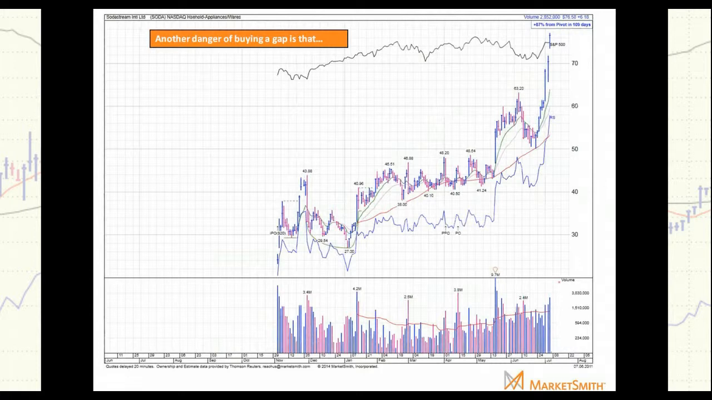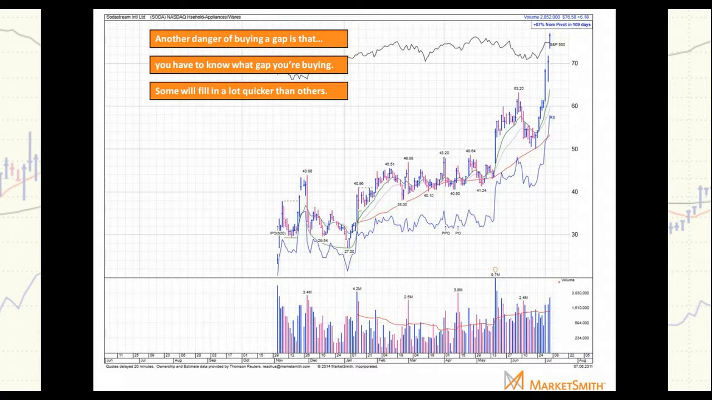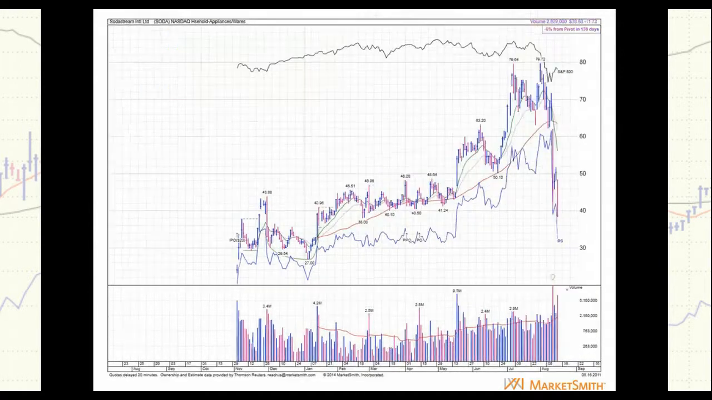Now, another danger of buying a gap is that you really have to know what gap you're buying. So that's what we're going to do. We're going to go through each of these gaps, because most of them are going to fill in quicker than others. For instance, here's a gap. Do I buy it here? Right? And this is a much different type of gap. This is more of an exhaustion gap. If you bought it here, you would have seen it fills quickly.